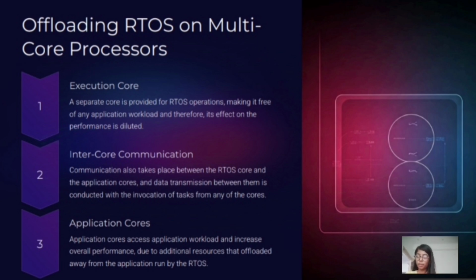Let's see what the application cores are. Application cores handle the application workload and increase overall performance due to additional resources, since the load is offloaded away from the application run by the RTOS. So the application core increases the overall performance, together with the execution core and the inter-core communication.